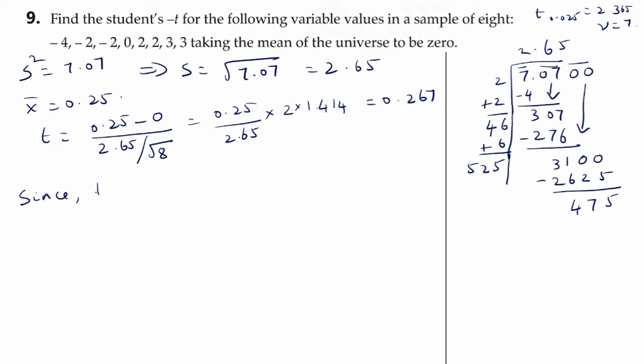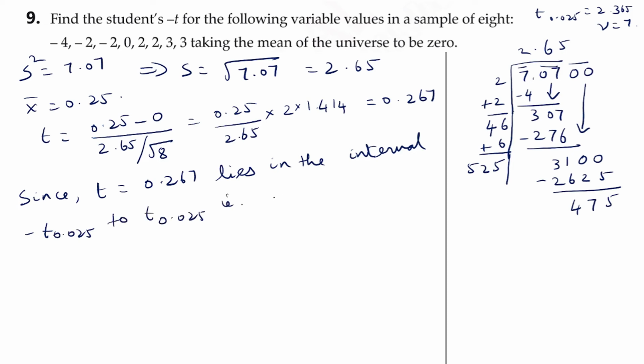Since t equal to 0.267 lies in the interval minus t 0.025 to t 0.025, that is minus 2.365 to 2.365 for 8 minus 1 equal to 7 degrees of freedom, we accept H naught.